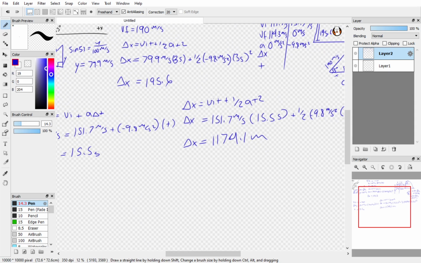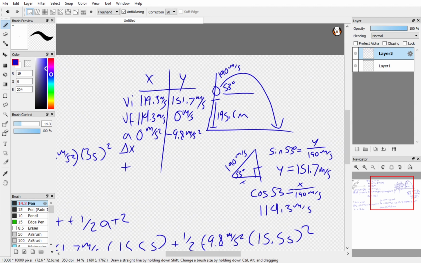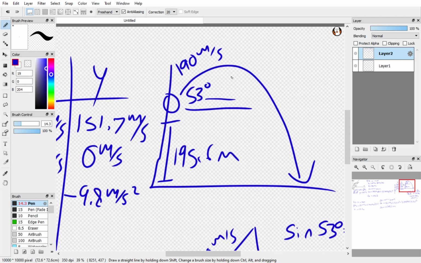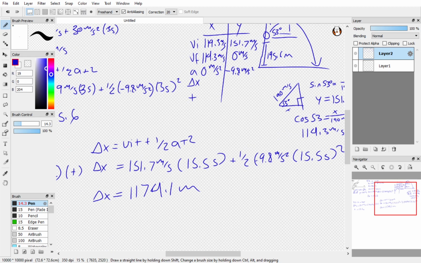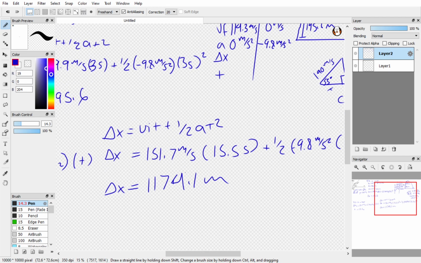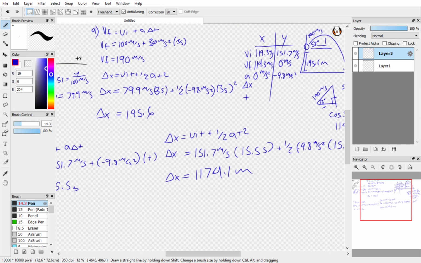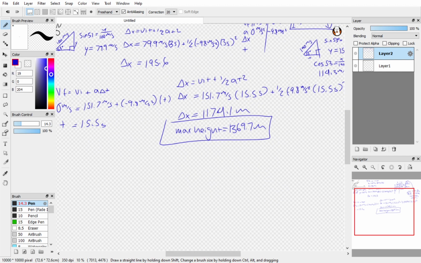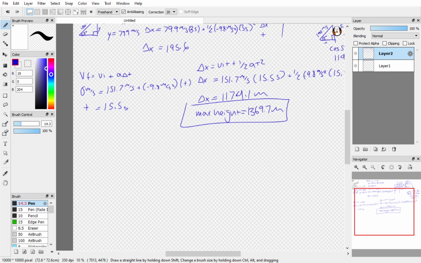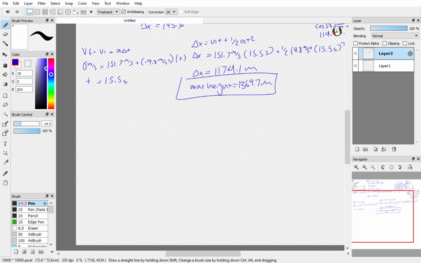So we know that in the graph here, it traveled up the 1174.1 meters, and then it would also be plus the 195.6 meters. So the maximum height equals 1,369.7 meters. And that's our solution for part A. It may be a little bit off due to rounding, but it should be somewhere relatively close to that.